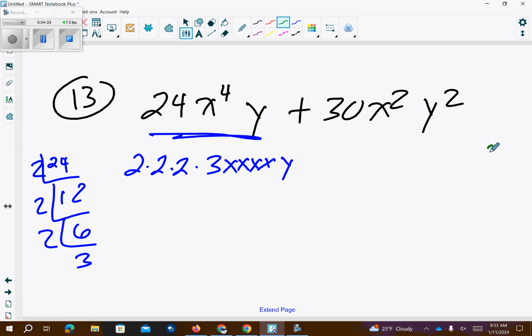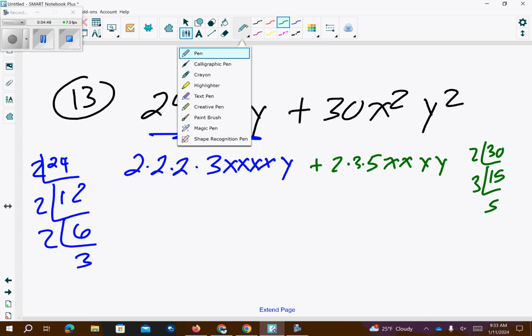Let's break the second one down. 2 goes into 30 15 times. 2 doesn't go into 15, but 3 does. So 2, 3, and 5 is how I'd break down 30. And then x squared is xx, y squared is yy.